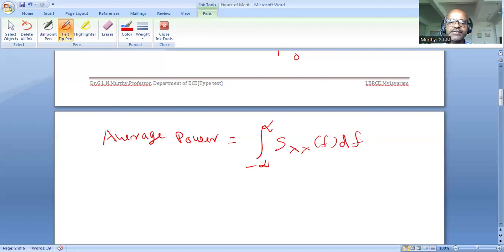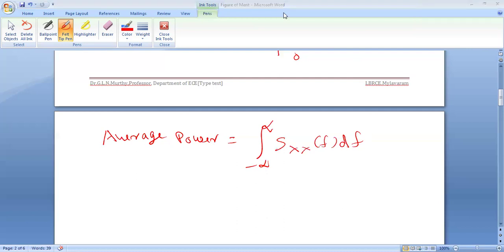Thereby we can see there are two ways to calculate the average power. One in the time domain, the other in the frequency domain. If a mathematical expression is available, go for the time domain representation. In the absence of a mathematical expression, we can directly go for the frequency domain from the knowledge of power spectral density.